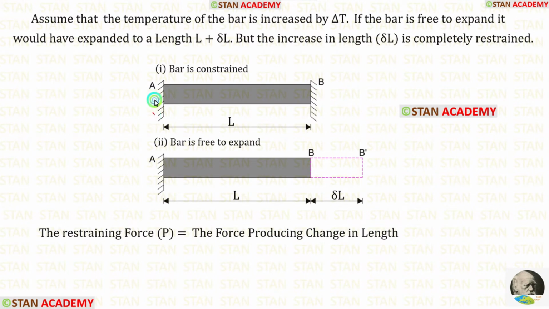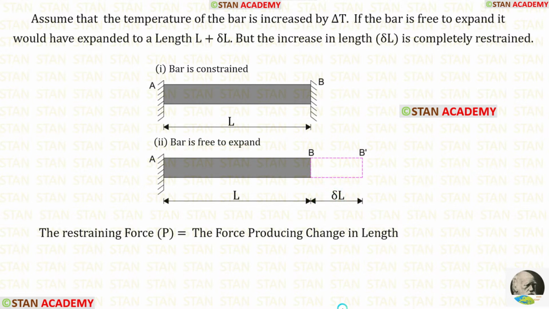Let us consider a bar AB. In the first figure, the bar is constrained at both of the ends. Let us assume that the temperature of the bar is increased by delta T. We know that in the first figure, the bar is constrained. Suppose the bar is free to expand due to the increase in temperature. There will be change in length delta L.